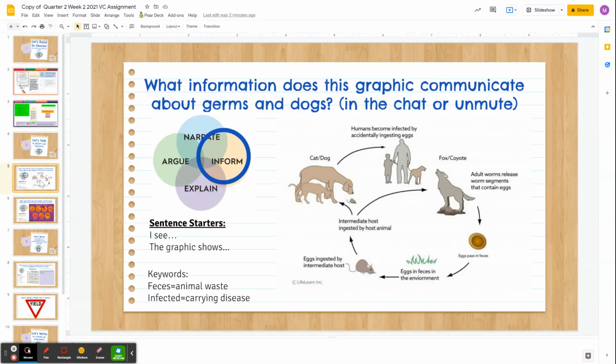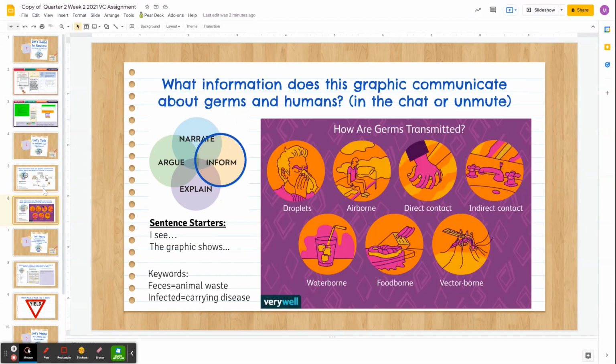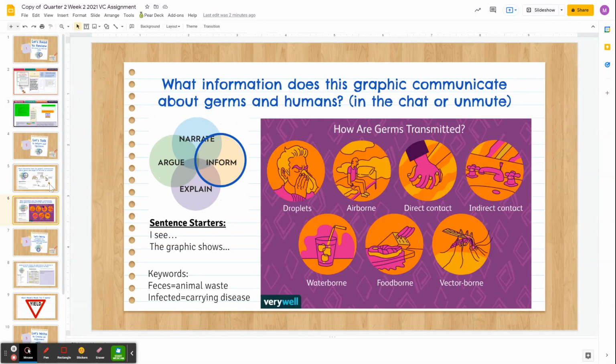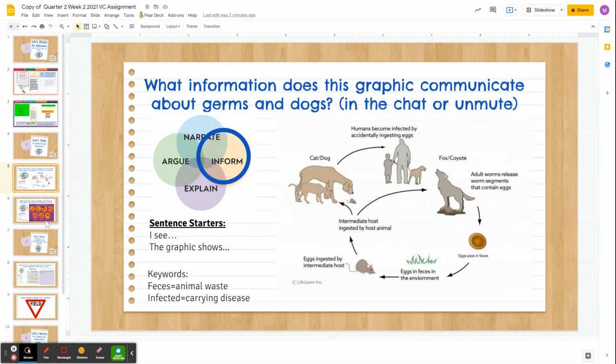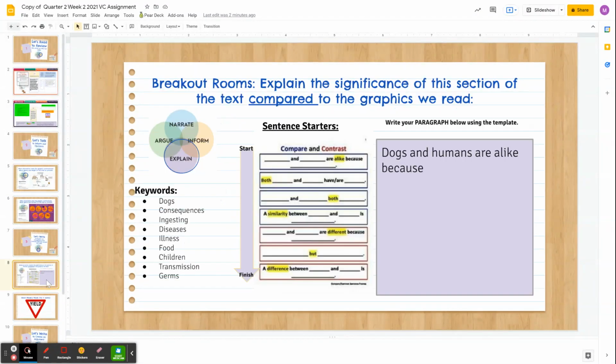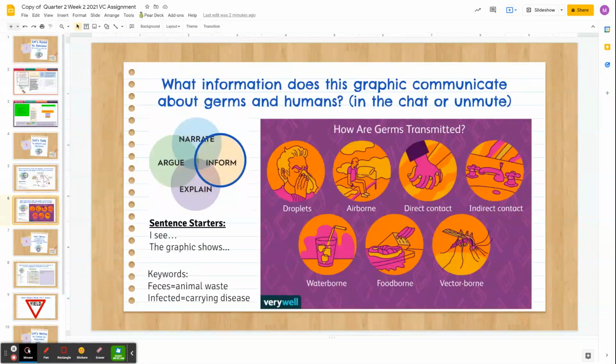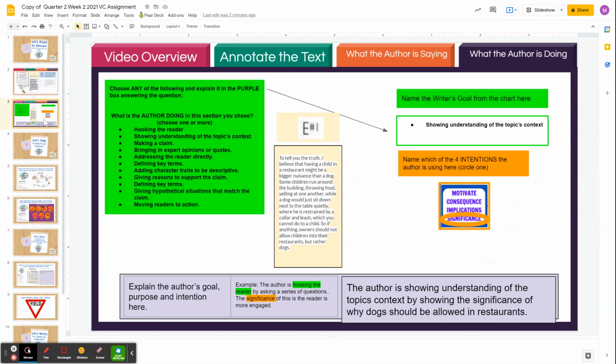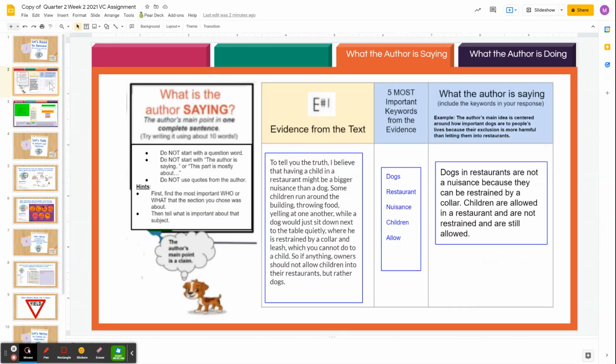Be sure to use these two slides to help you build your comparisons and your contrasts. Read those slides to yourself and interpret them. And then lastly, create that great 7-sentence paragraph by using these keywords, these two slides in your interpretation, and what the author is doing and what the author is saying. That's how the entire assignment is wrapped all into itself.